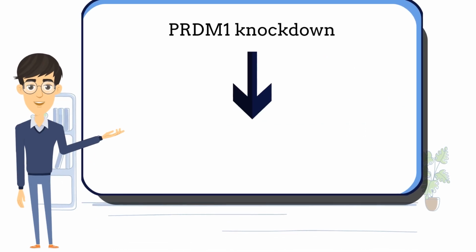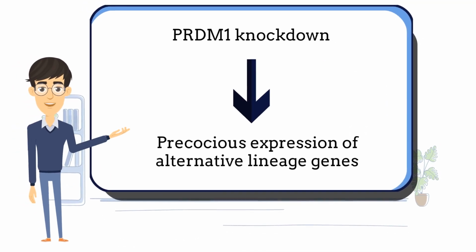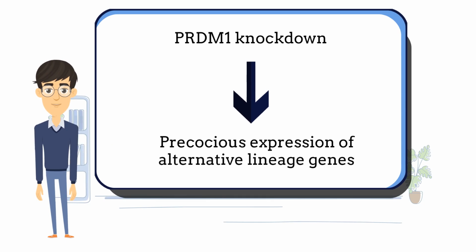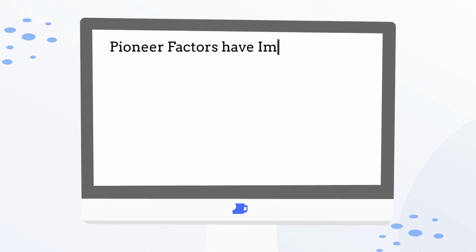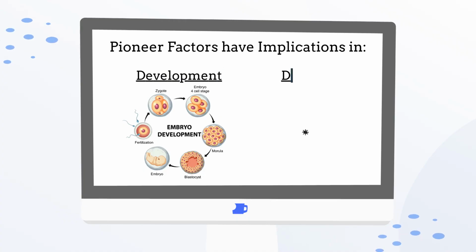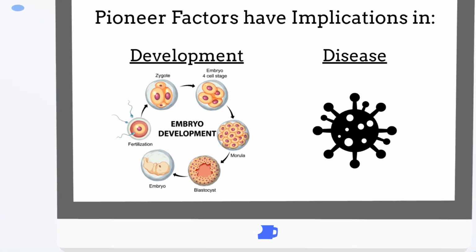Knockdown of PRDM1 led to precocious expression of alternative lineage genes. Pioneer factors are therefore not just door openers, they're master choreographers of gene expression. Finally, what do these discoveries mean for the bigger picture in biology and medicine? Pioneer factor biology has profound implications across development and disease.